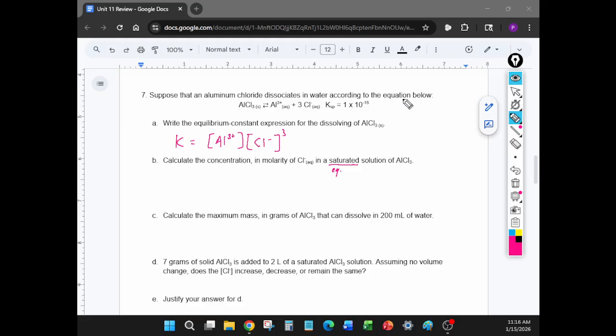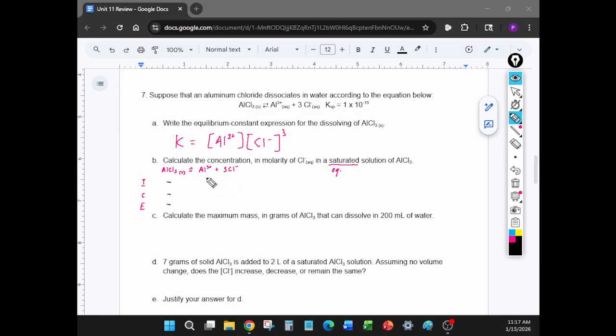Okay, so let's do our ice table. So I'm going to write my AlCl3 solid goes into equilibrium with Al3+ and 3Cl-. Now for this one, we don't really have very many numbers, but we can actually get a lot of them just by looking at the system. Okay, so we're going to set up our ice table. So we're going to start with AlCl3. Do we have any values for AlCl3? Nope, it's a solid, so don't need anything.